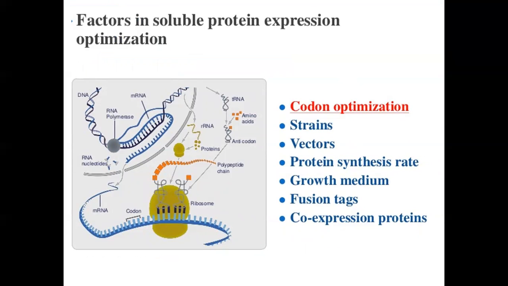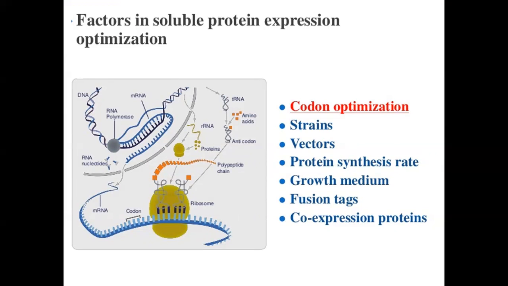Gene expression is influenced by many different factors, and there are factors in soluble protein expression optimization. Gene cloning and getting protein expression looks very simple, or it is simplified. I will clone the gene and get the protein expression. However, in practice, there are many factors which can influence this process and can make the expression of protein quite challenging.